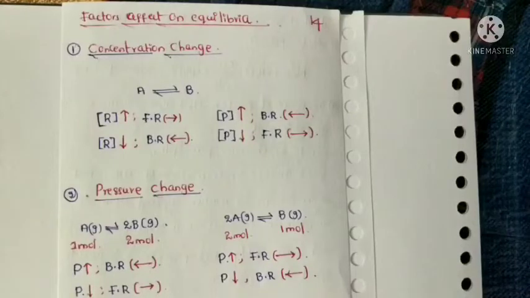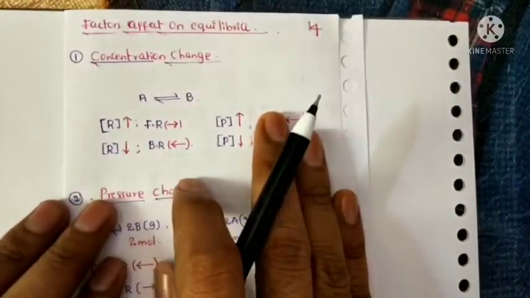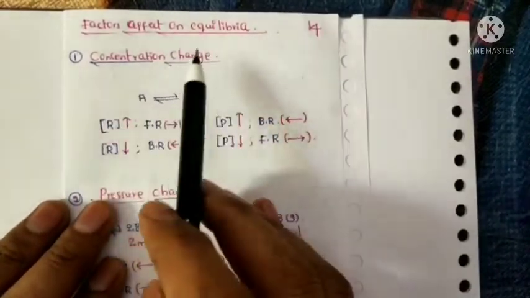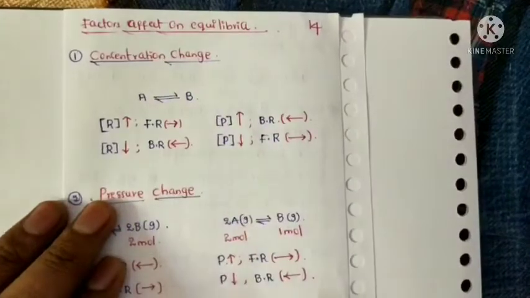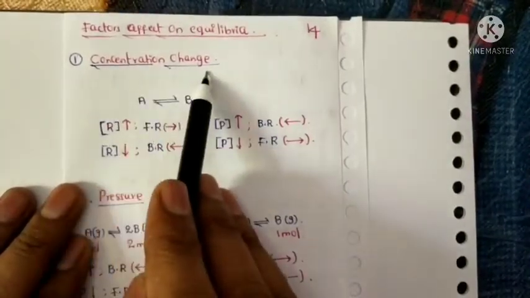Concentration of reactants or products. The second one is temperature and the third one is pressure. Pressure is applicable only for gas reactions. So here is a brief explanation of the factors affecting equilibrium. Once again, first of all, we will see concentration change.